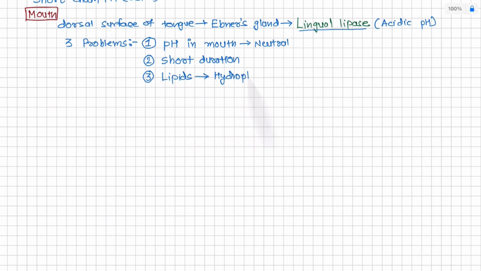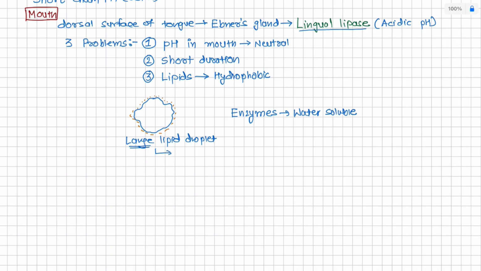Lipids are hydrophobic, meaning they hate water. In an aqueous environment, all lipid molecules come together due to hydrophobic interactions, forming a large lipid droplet. The problem is that the enzymes are water soluble, so they exist in the aqueous phase, while lipids exist in the lipid phase. So where do they meet? They meet only at the surface. And with respect to the size of this large droplet, its surface area is very little, which is accessible to the enzyme. Because of these 3 factors, digestion in the mouth is not significant.